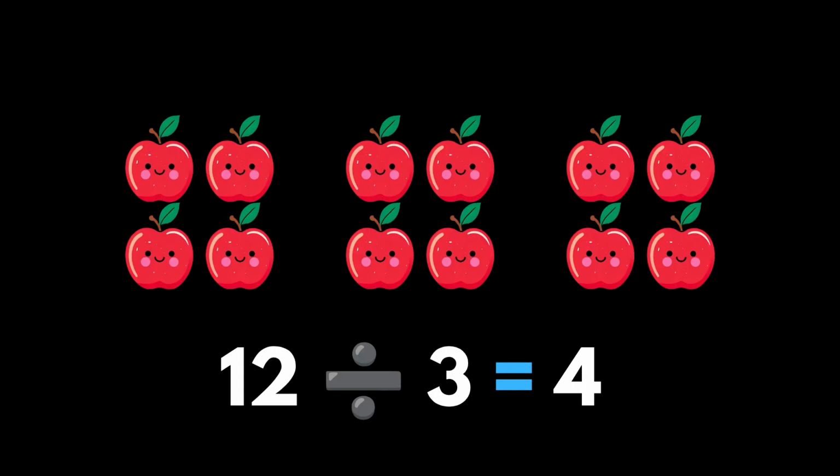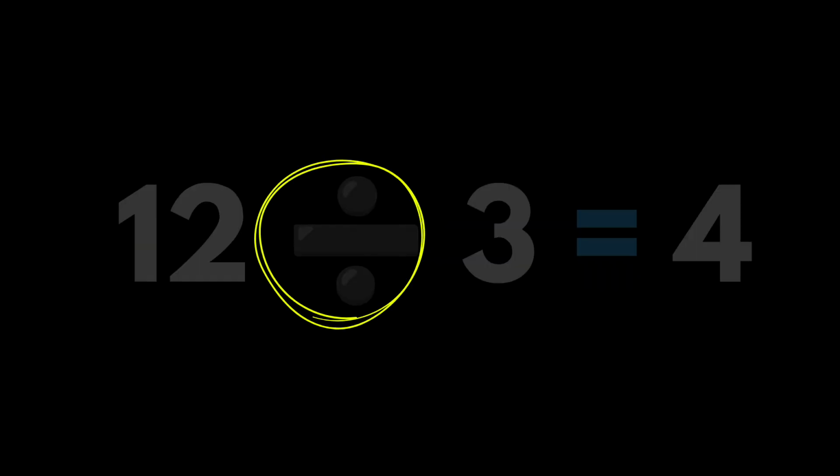Say you have 12 apples and you want to share them equally between 3 people. You split the 12 into 3 equal groups. Each group gets 4. That's division. 12 divided by 3 equals 4. The division sign tells us we are splitting, not combining, not removing, and not scaling, but splitting into equal parts.